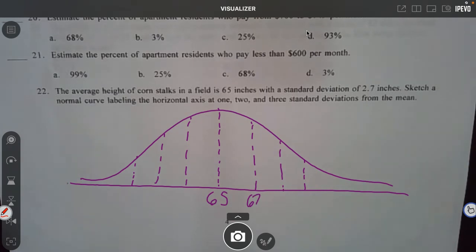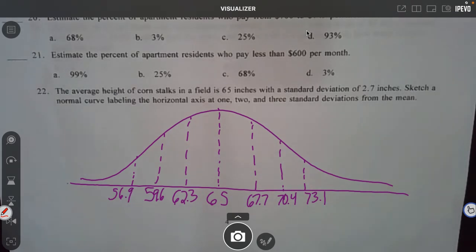So what is 65 plus 2.7? 67.7. Plus 2.7. 70.4. Plus 2.7. 73.1. Very good. Now I'm going to take that 65 and I'm going to what? Minus 2.7. 62.3. Minus 2.7. 59.6. And then minus 2.7. 56.9. Thank you for all these.